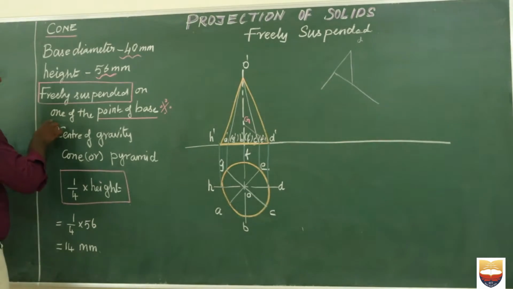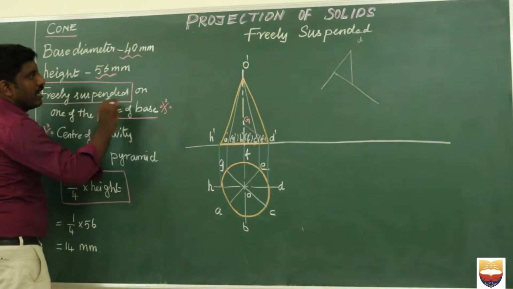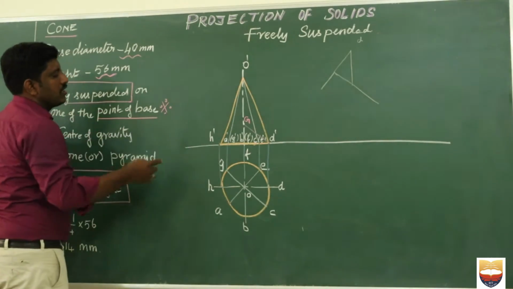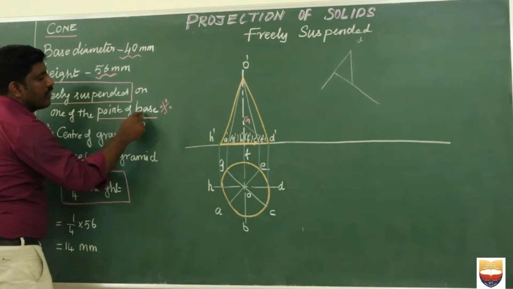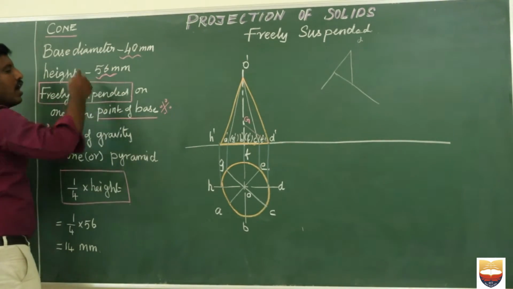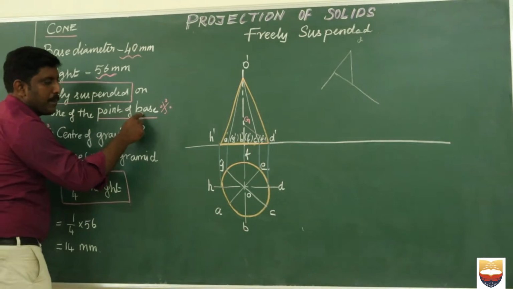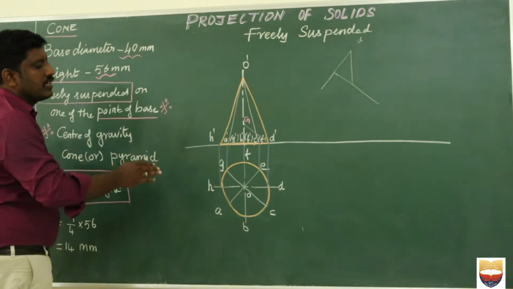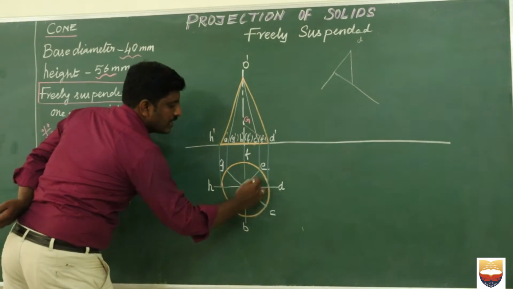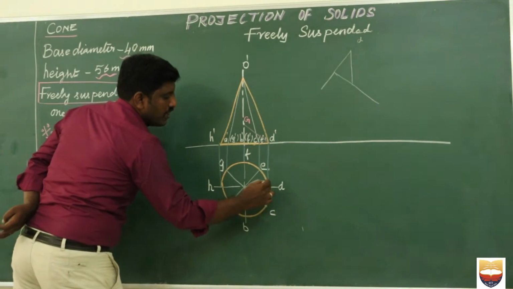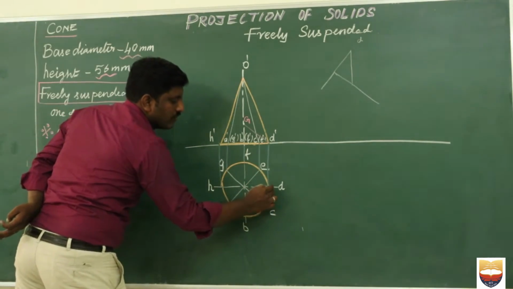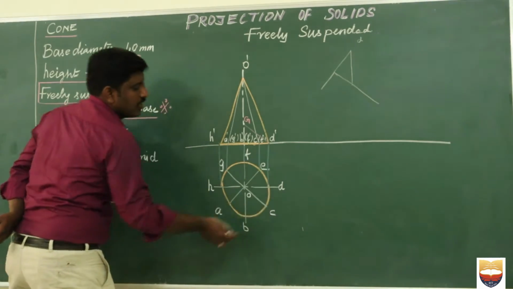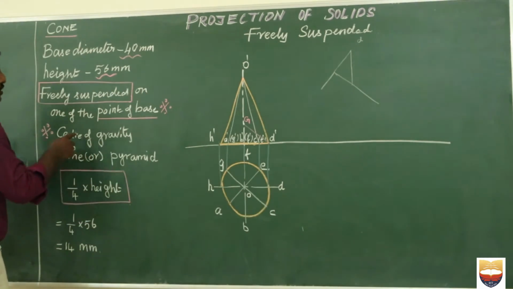Always imagine that whenever a problem is given as freely suspended, a point of the base in case of a cone, or a corner in a pyramid, is resting. We obviously know that in projection of solids we will be fixing the right hand side as our fixing point. So if it is a pyramid, you try to fix with a corner on the right hand side. It's very important.